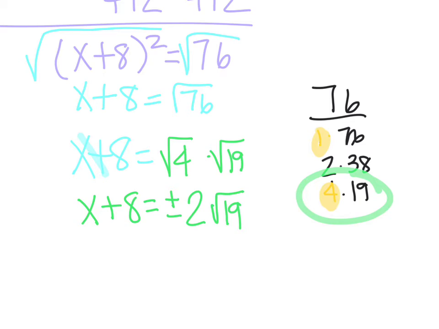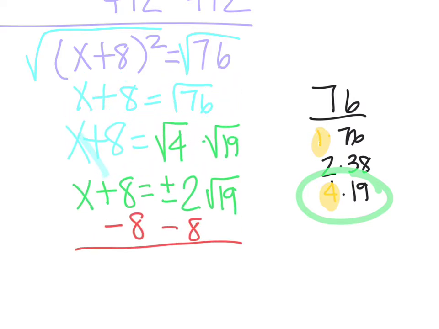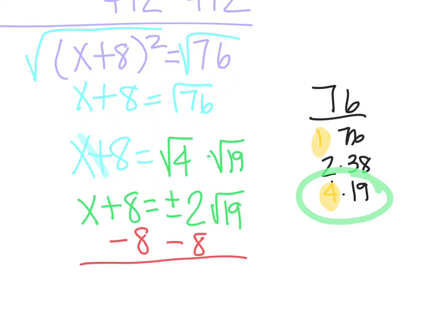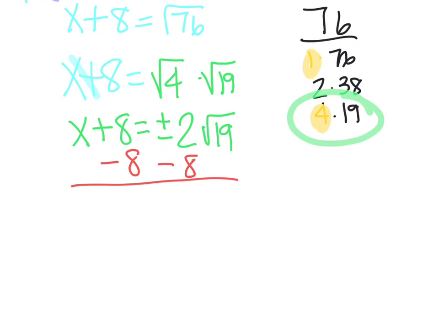Then to get x completely by itself, I'm going to subtract 8 from both sides. Remember, we cannot combine this negative 8 with the 2 times the square root of 19. The reason is that the 2 square root of 19 has that square root of 19 attached to it, and our negative 8 does not. So we just rewrite the problem as x equals negative 8 plus or minus 2 times the square root of 19. And that would be our final answer for this problem.